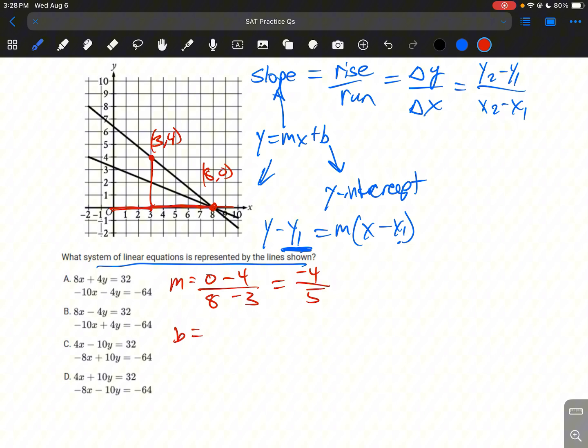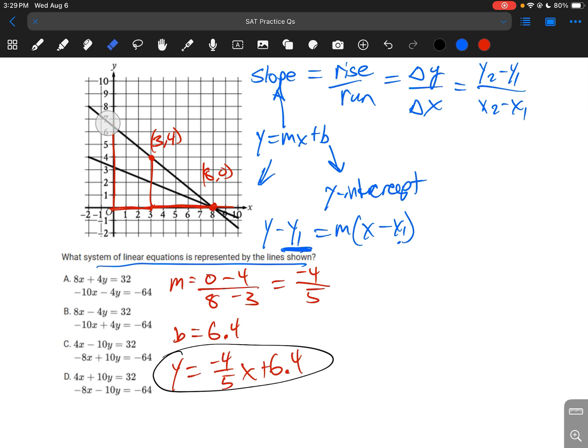But what's b? What's our y-intercept? Well, like I said, it's just anywhere on this line where x is 0. That's our point, and it's only going to happen at one point. In this case, it's about 6.4. So b is 6.4. So you just plug everything into this equation right here, and we have the equation for one of the lines. Y is equal to negative 4 over 5x plus 6.4. So let's keep that handy for now.